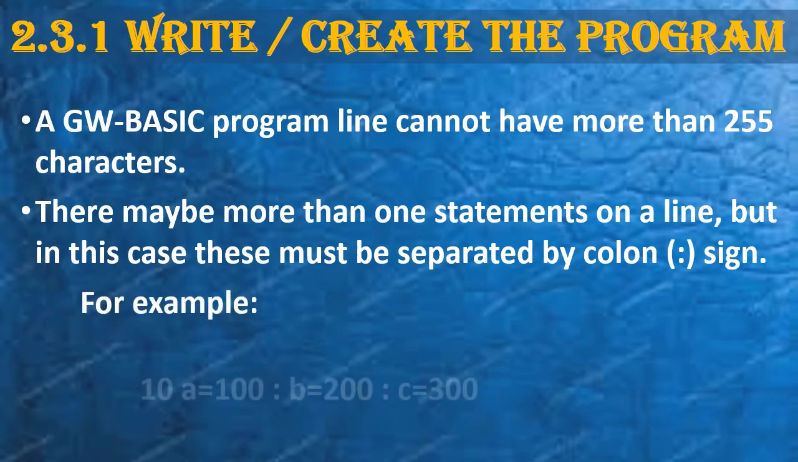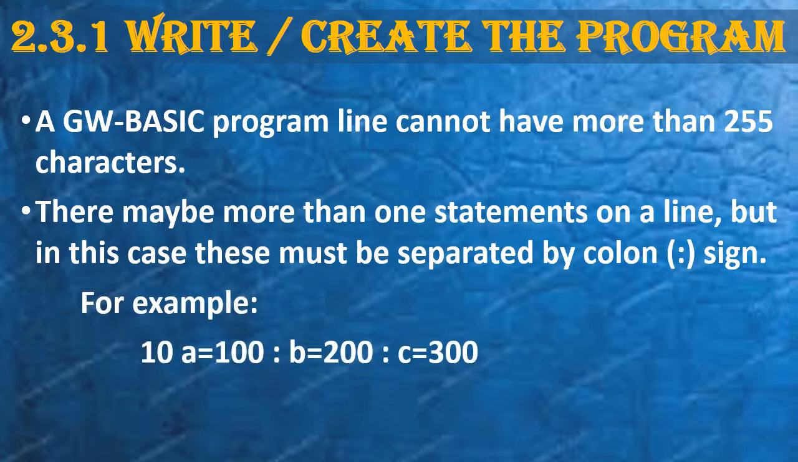I have just shown one example. There is another one. 10 is a line number. A equals 100, colon B equals 200, colon C equals 300. There are three statements written on a single line, but these are separated by a colon.